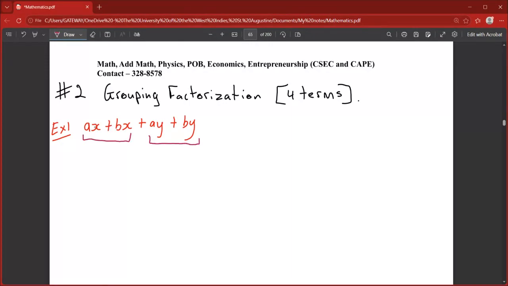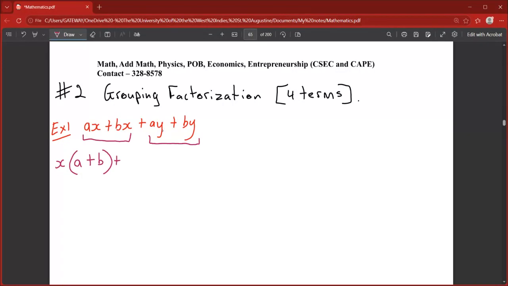So what is common between ax and bx? x is common, you take out the x, open bracket. You say ax divided by x is just a, put your plus sign. bx divided by x is just b, and you close the bracket. You have a plus sign in front of ay, so you put your plus sign there.